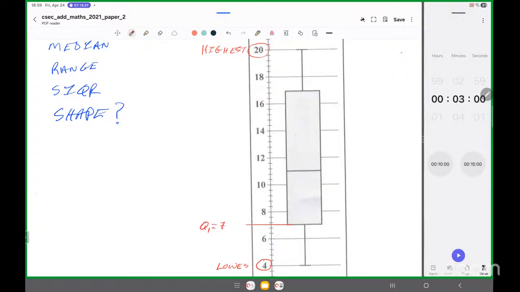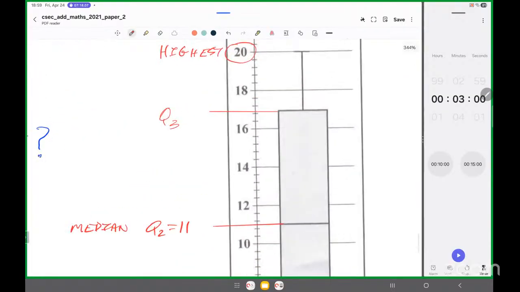This is the median right here. This is Q2, the median. Q2 is 11. And this is Q3 right here. That is Q3 at 17.